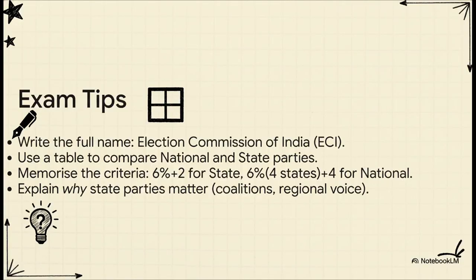And finally, here are some tips to help you score well. First, always write the full name, Election Commission of India, before you use the short form, ECI. Second, if you're asked to show the difference between the parties, drawing a table is a really good idea. Third, please memorize those numbers for the criteria. And last, when you say state parties are important, remember to explain why. Talk about coalitions and regional voices.